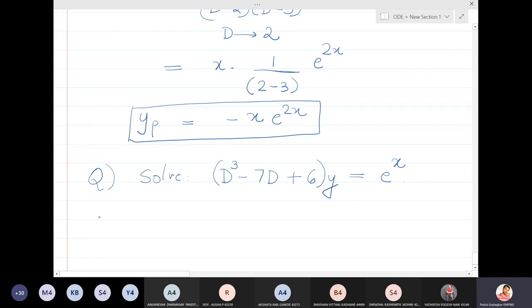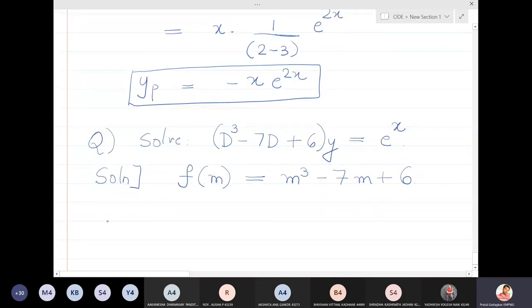Solution. f(m) is equal to m cube minus 7m plus 6. So this is a cubic equation, so I will make one guess. I clearly see that if I put m equal to 1, then it is a root, because 1 minus 7 plus 6, which is minus 6 plus 6, will become 0. So clearly m is equal to 1 is a root.